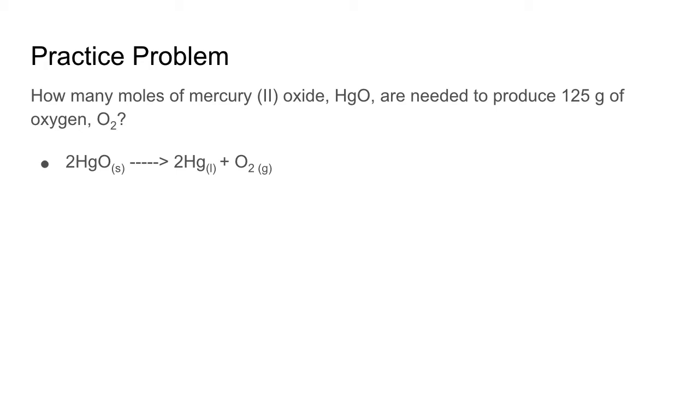Now we find the molar mass of the oxygen. Remember, because of the subscript, we have to multiply the number given in the periodic table by 2, which gives us 32 grams per mole of oxygen. Now we can start calculating.